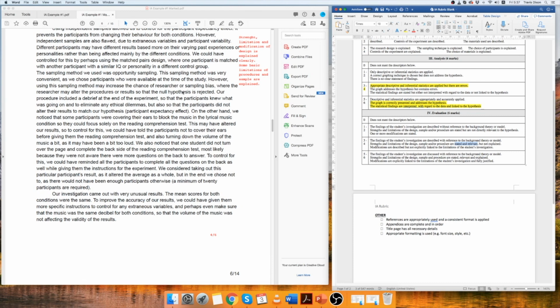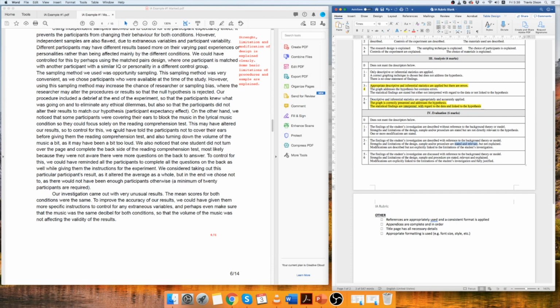So what I'm looking for here to have a really deep evaluation is that you're looking at the specific study, the student's own original study. If I could copy and paste this onto five different other IAs and it wouldn't look out of place, then it's not a good enough evaluation. It has to be specific to the methodology of this particular experiment.